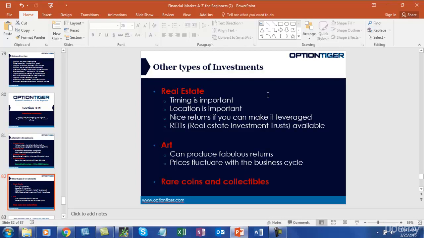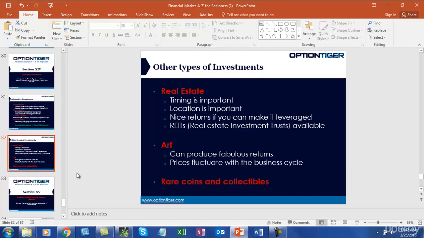Then we come to art. Art can produce fabulous returns. We know that. The problem with art, of course, is first of all, you need a lot of money to get into art. You cannot afford to dabble in art unless you're an ultra high net worth investor for most art. So that's the section on alternative investments.